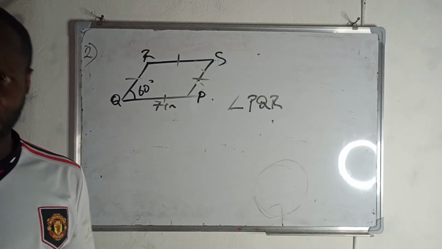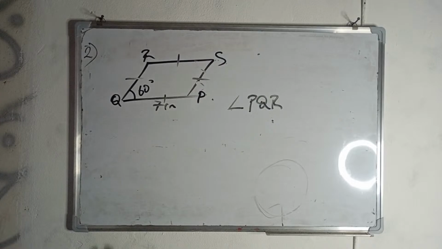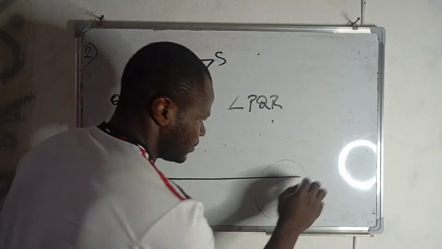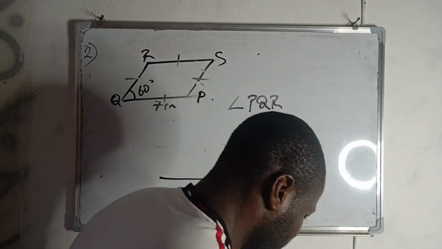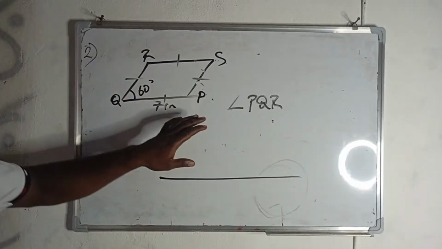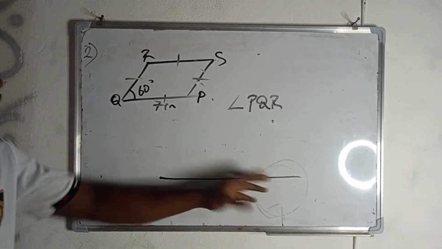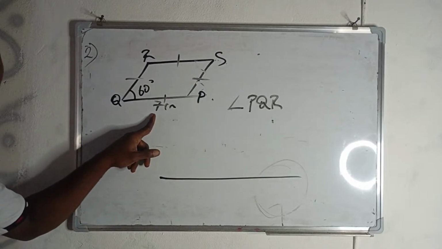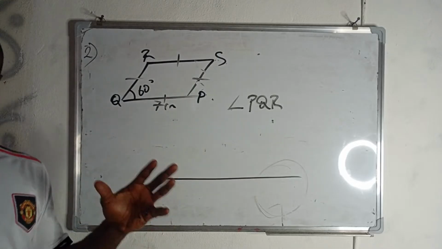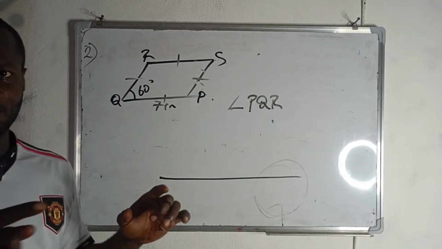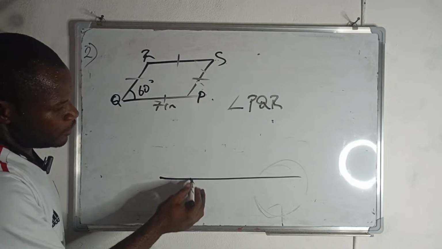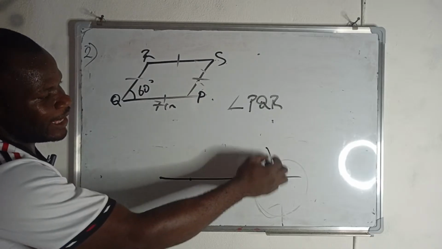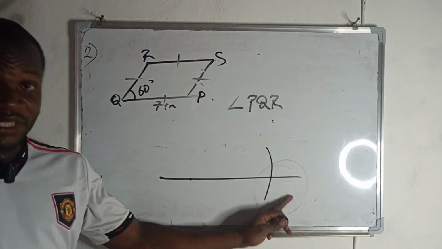So in construction, remember, you are not expected to draw. You are constructing. The first thing, you have to draw a line that must exceed 7 cm. Then you use your ruler, measure out 7 cm. With your pin on one particular point here, which is your point Q, you make an arc. Remember, this is evidence of construction.